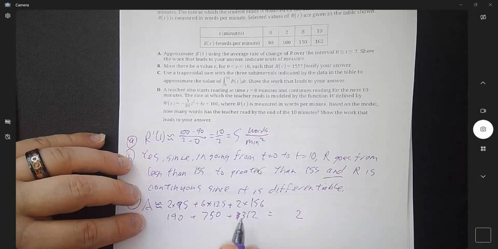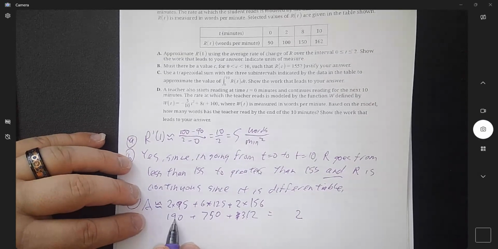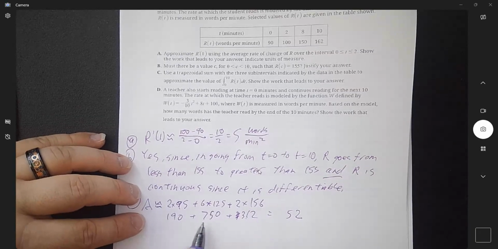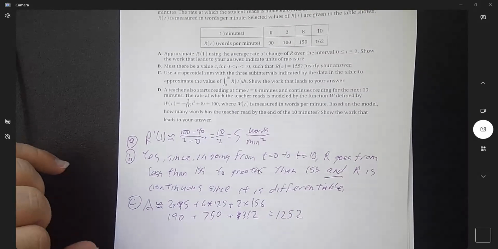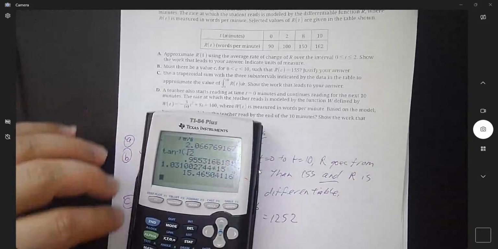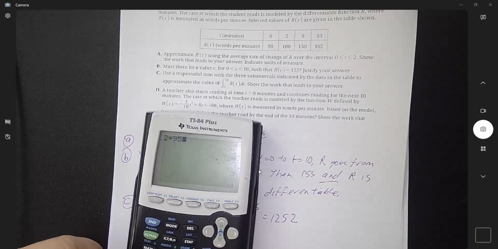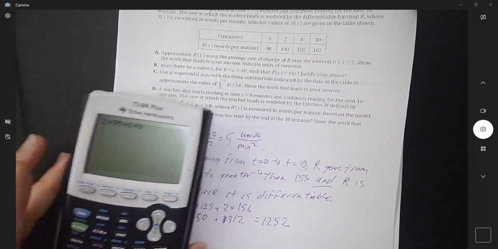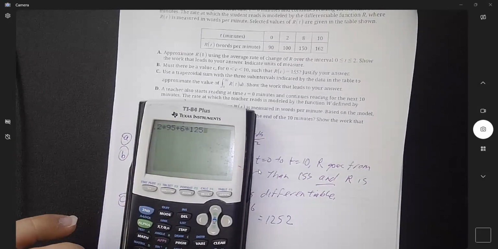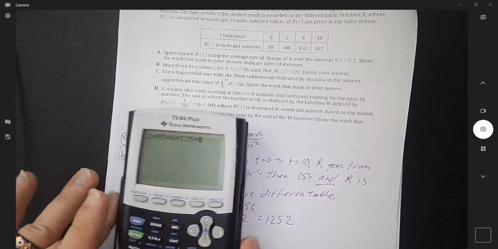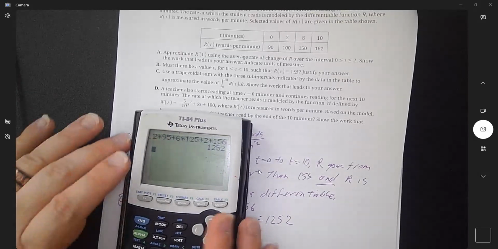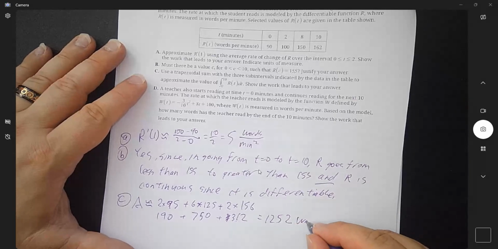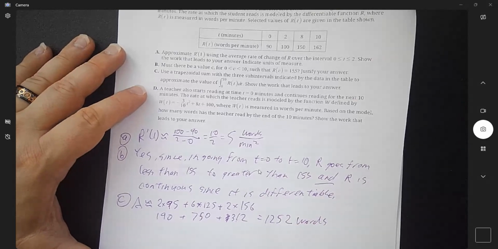Okay, so that's going to be 2, and then 1, 5, and 9 makes 5. Carry the 1, so 4, 5. I guess 12, 52. I'm going to use my calculator just to make sure I'm right. I know I'm not allowed it, but shut up. Okay, so plus 6 times 125, and this is assuming I did the averages correctly. Okay, 1252. And this will actually be a number of words.